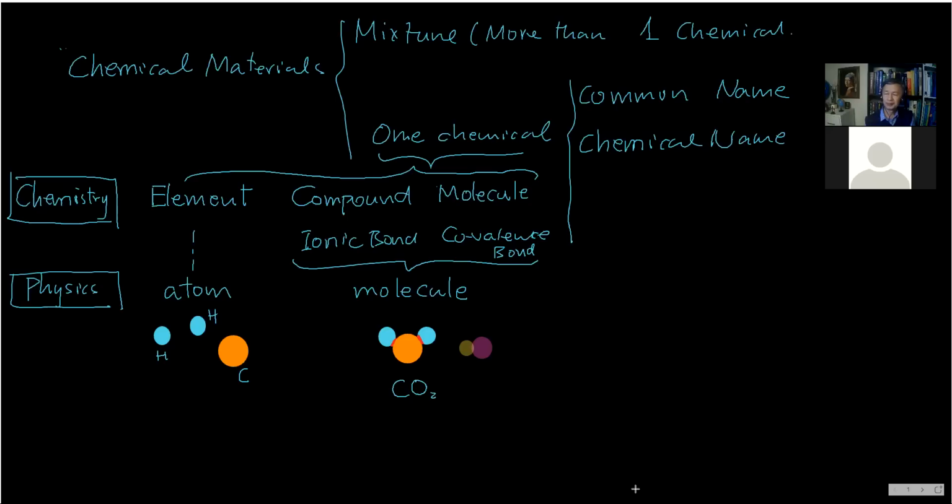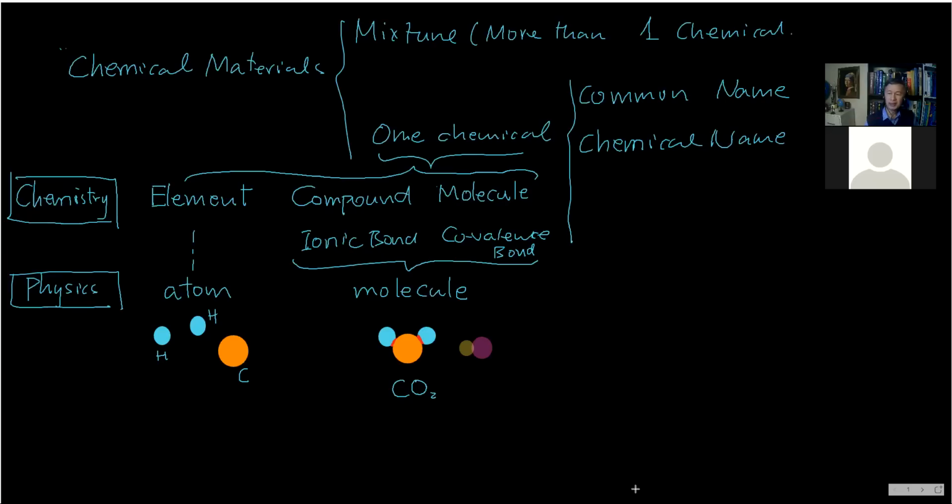Wait, so are there certain elements that just connect to each other using covalent bonds, and some that just connect using ionic? Are there certain properties? That's possible. Yes, you are right. There are molecules that are purely connected that way.